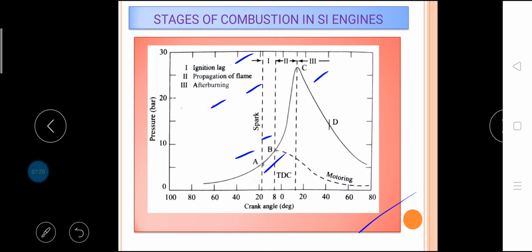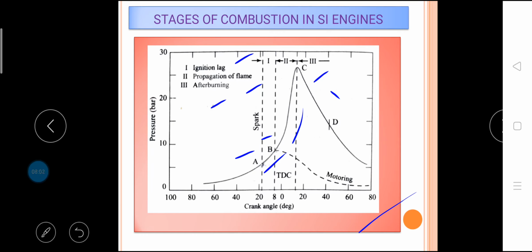Thus, AB represents the first stage, BC represents the second stage, and CD represents the third stage. The first stage, A to B, is referred to as the ignition lag or propagation phase, in which growth and development of a self-propagating nucleus of flame takes place. This is a chemical process depending upon both temperature and pressure, the nature of the fuel, and the proportion of the exhaust residual gas. Further, it also depends upon the relationship between the temperature and the rate of reaction.